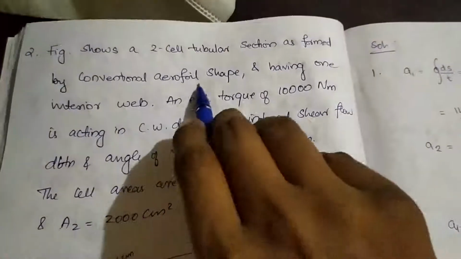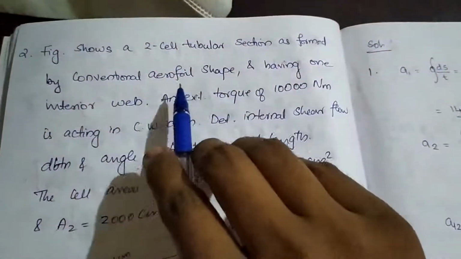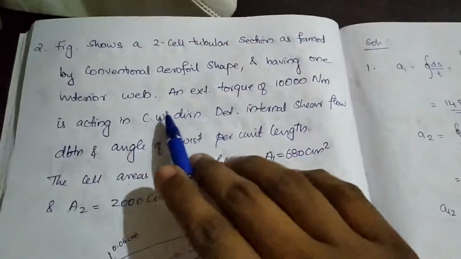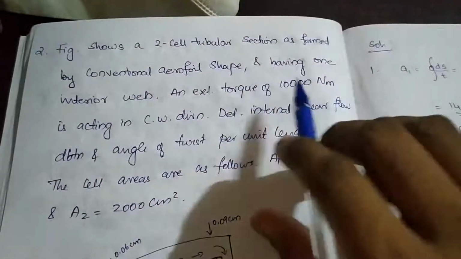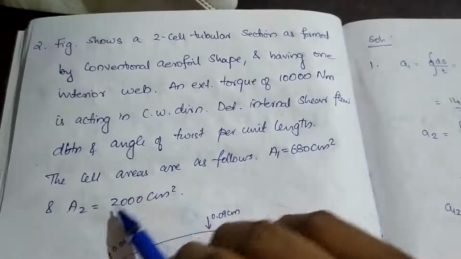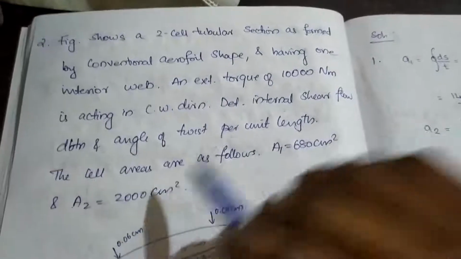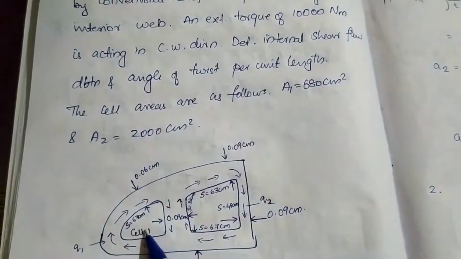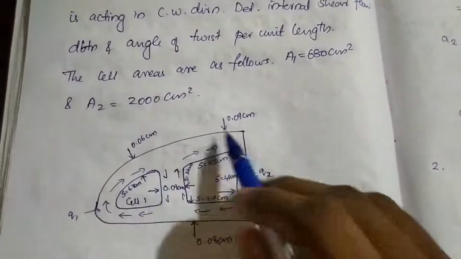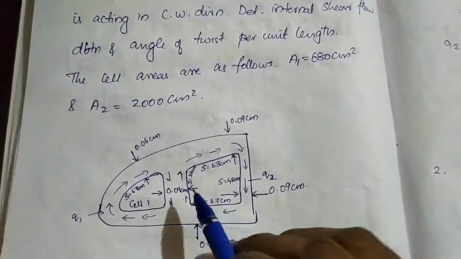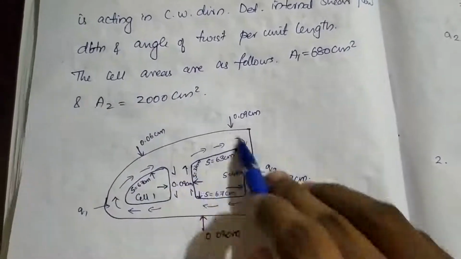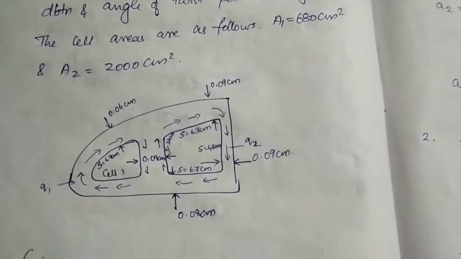The figure shows a two-cell tubular section as formed by a conventional aerofoil shape. The figure has been given and has one interior web. External torque is given as 10,000 Newton meter. Find the internal shear flows and angle of twist. The cell areas have been given. So there are two cells: this is cell 1, this is cell 2, and they have given the dimensions. The areas of these two cells, A1 and A2, they have given, right?